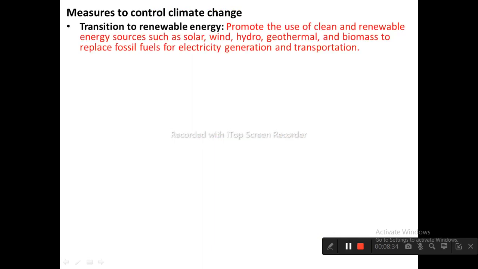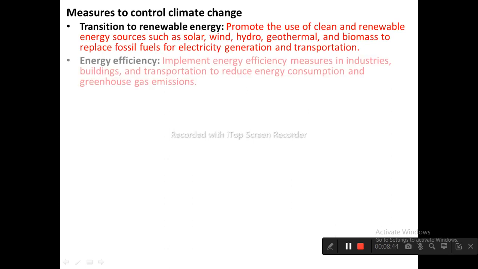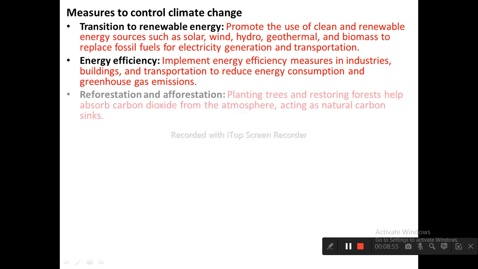Transition to renewable energy. Promote the use of clean and renewable energy sources such as solar, wind, hydro, geothermal, and biomass to replace fossil fuel for electricity generation and transportation. Next one is energy efficiency. Implement energy efficiency measures in industries, buildings, and transportation to reduce energy consumption and greenhouse gas emission.